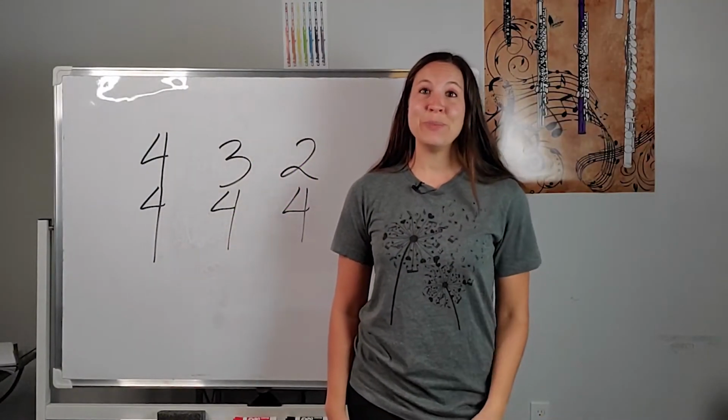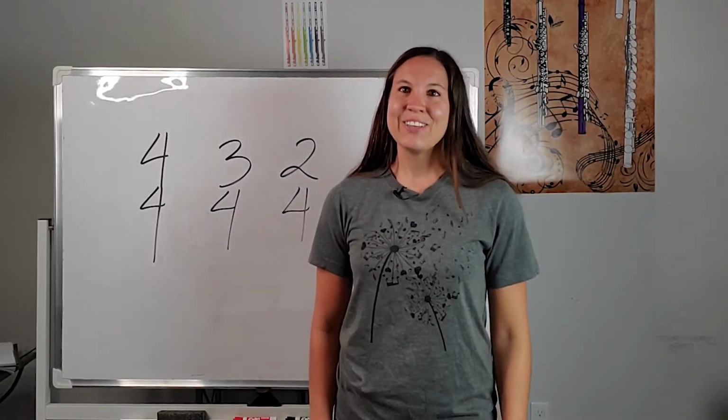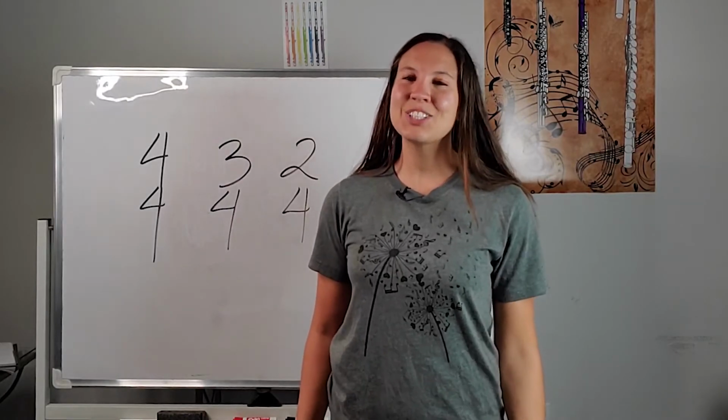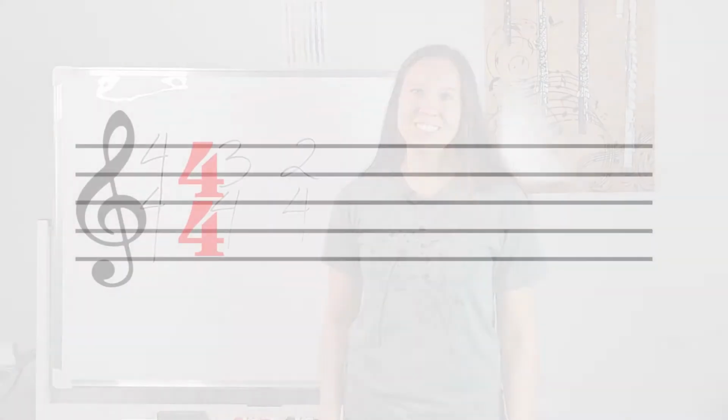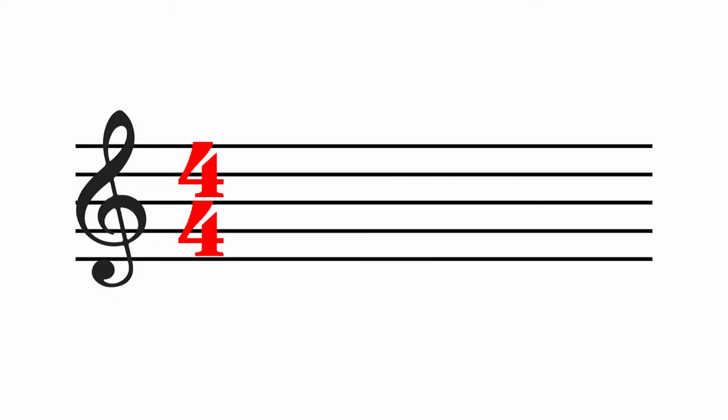How did you feel about Music Theory Lesson 2? Do you have a hang of it now? Let's go over our time signatures. Last time we went over the time signature of 4/4. That means we have 4 beats per measure and the quarter note gets 1 beat.